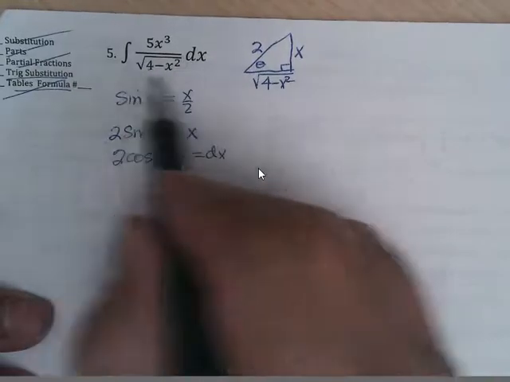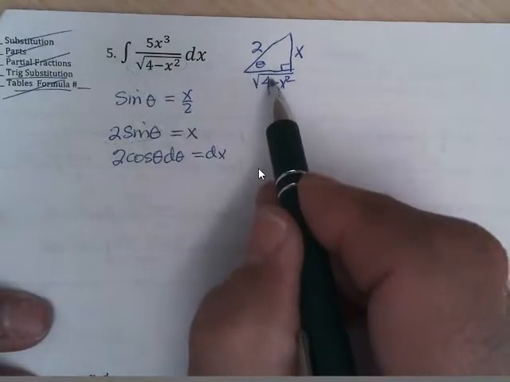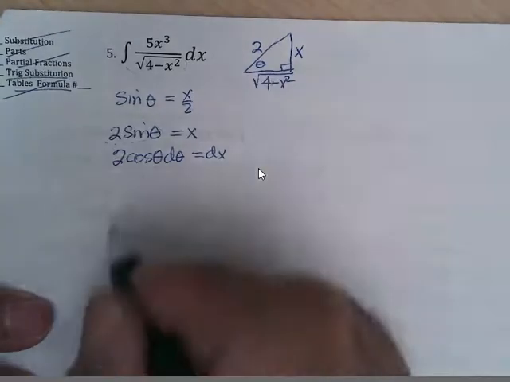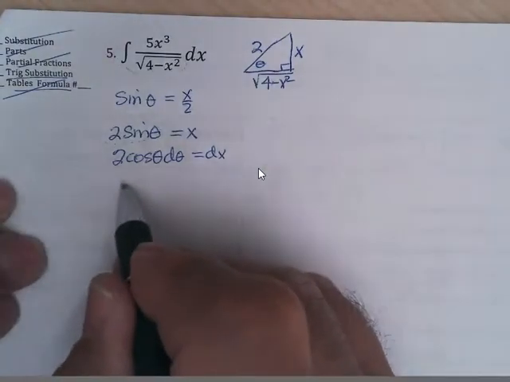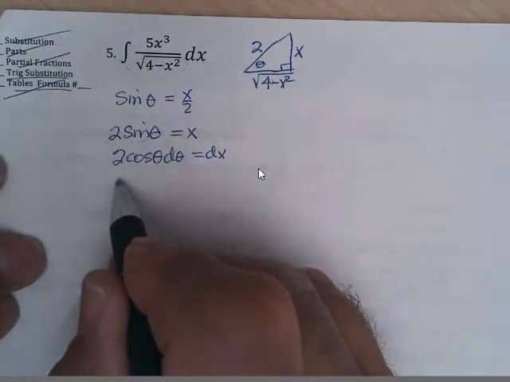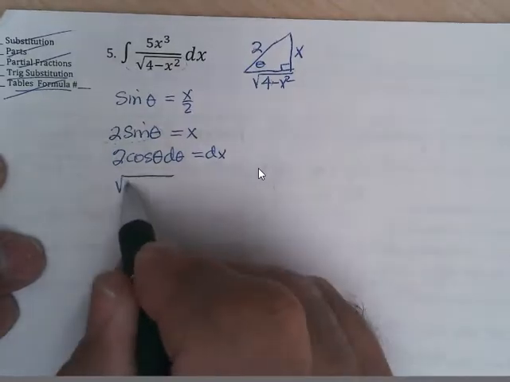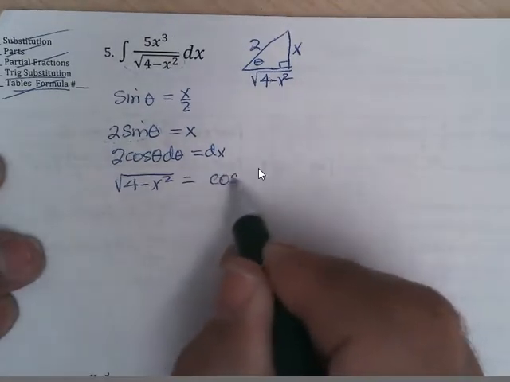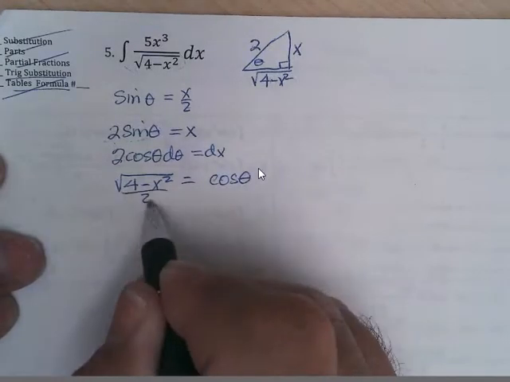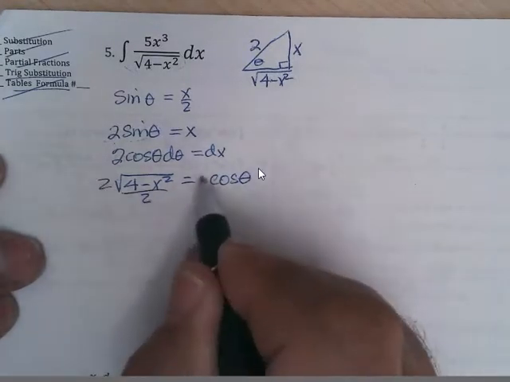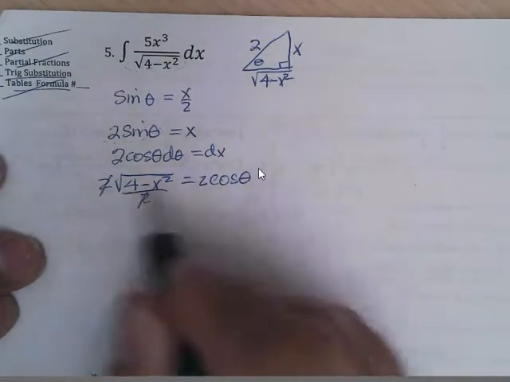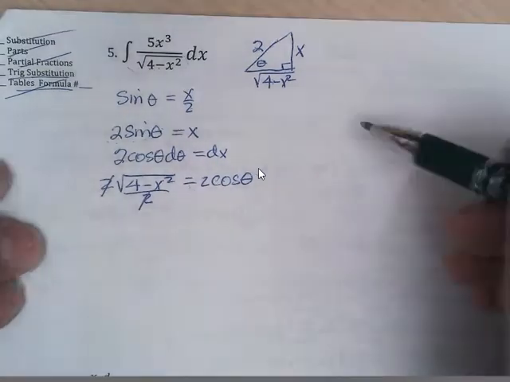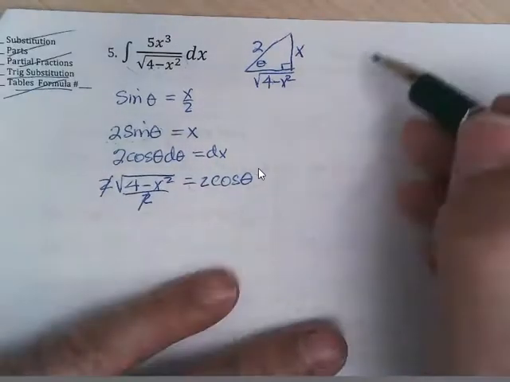And to replace that square root, that would be adjacent over hypotenuse. That's the easiest. We could do over x, but hypotenuse is the easiest. That would be square root of 4 minus x squared is the cosine of theta if it's over 2. You multiply both sides by 2. That could be replaced with 2 cosine theta. So now we do the substitutions for trig.